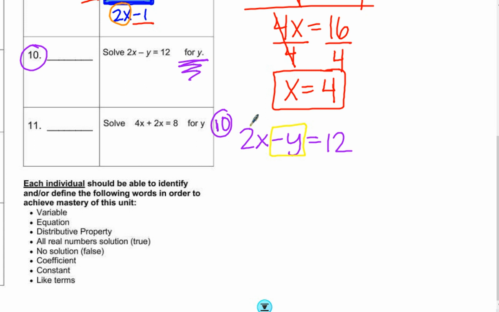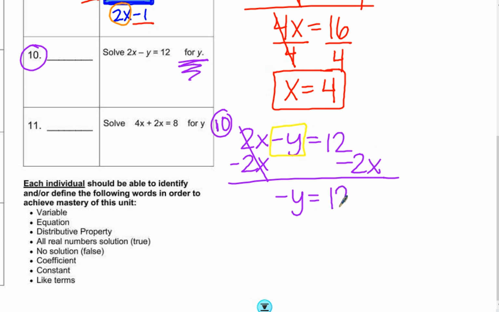I first want to knock out this 2x. How can I move the whole 2x to the other side? It's a positive 2x, so I'm going to do the opposite and subtract 2x. So I'm left with negative y equals, now remember, I can't directly subtract 2x from 12, so I'm just going to line them up side by side.